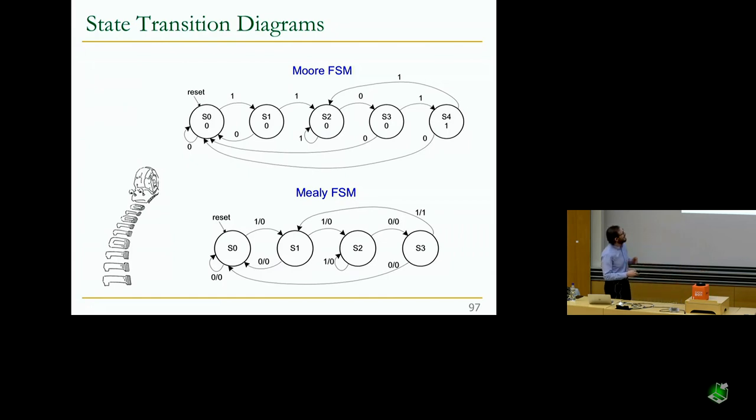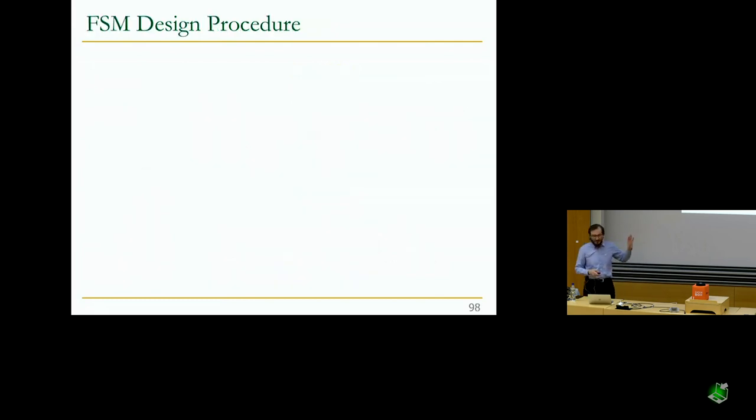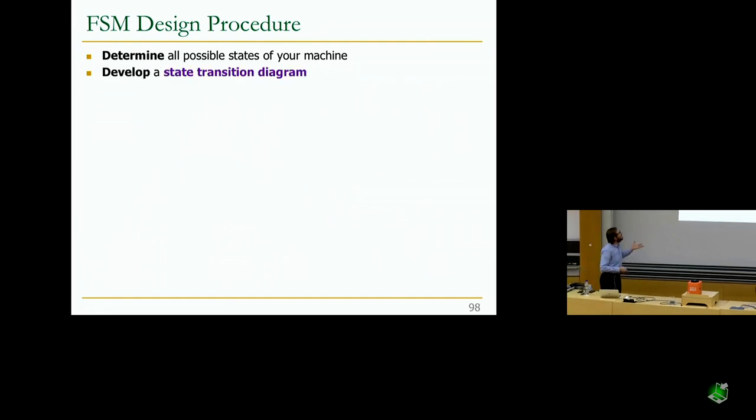Okay. So what are the trade-offs? I've given you some of them. Well, how do you design an FSM? I'm going to go through this relatively quickly. Basically, you need to determine all possible states of your machine. Develop a state transition diagram just like we did. We developed multiple different state transition diagrams. And your states can be more.